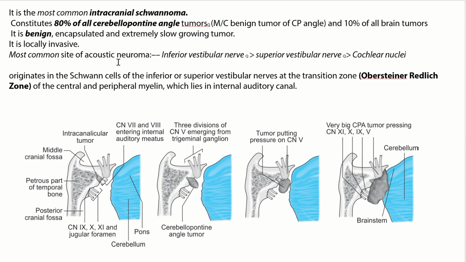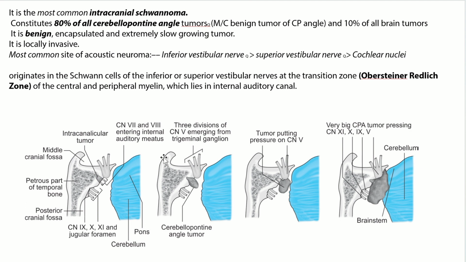The most common site of acoustic neuroma, an important frequently asked MCQ, is the inferior vestibular nerve, then the superior vestibular nerve, then the cochlear nuclei. It originates in the Schwann cells of the inferior and superior vestibular nerves at the transitional zone of central and peripheral myelin, which lies in the internal auditory canal.